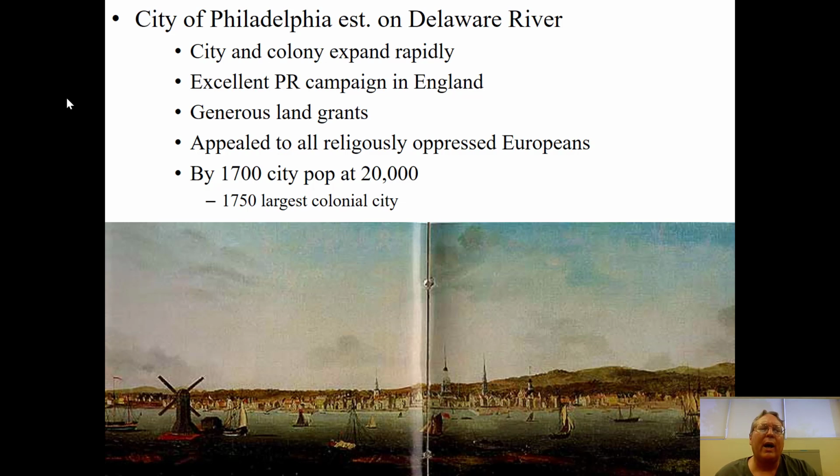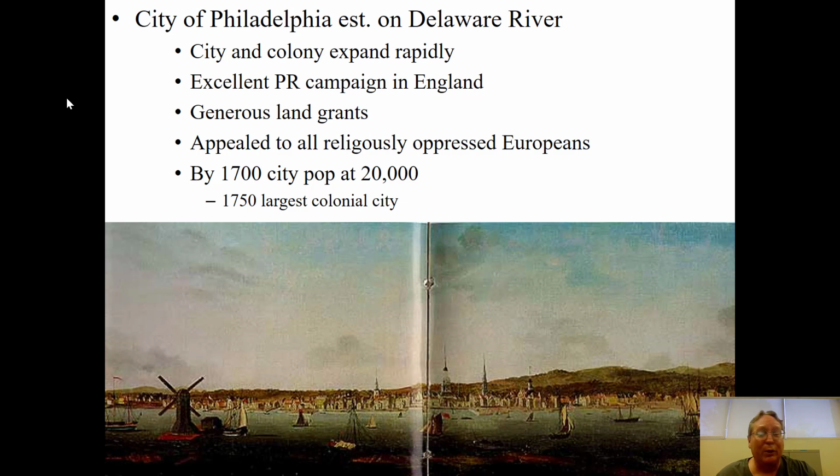So if you ever wondered why all those important meetings like the First Continental Congress, the Second Continental Congress, the Constitutional Convention took place in Philadelphia, it's in part because it's in the middle, but more importantly because it's the largest city.